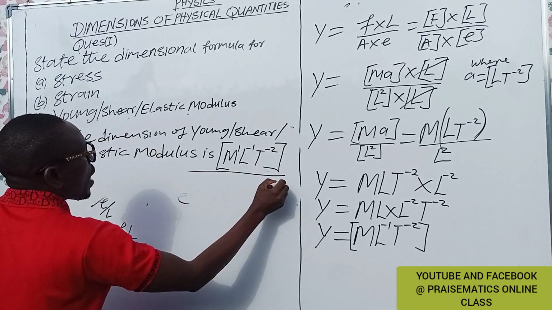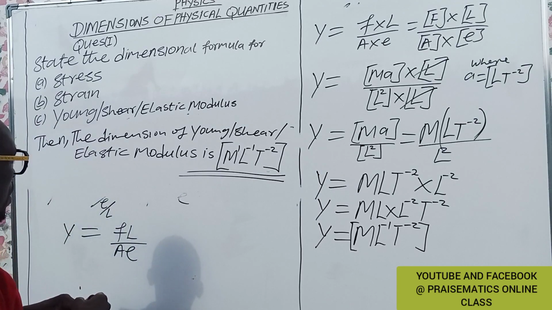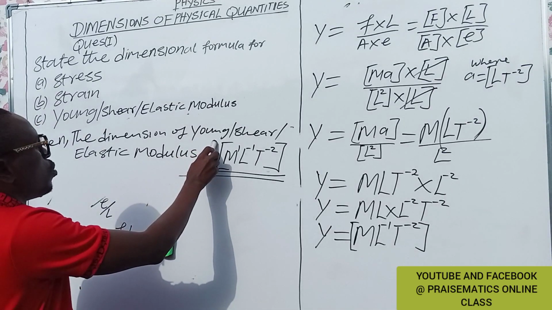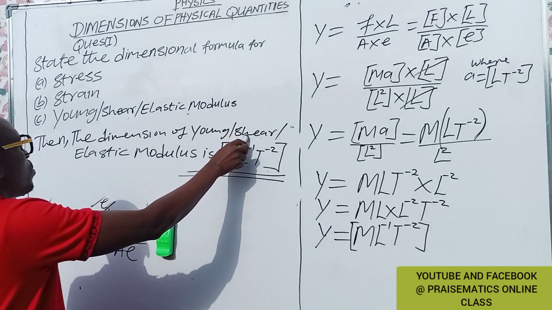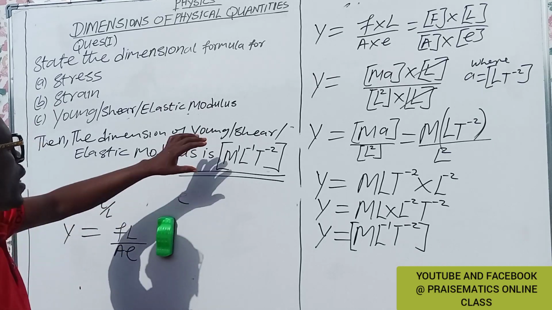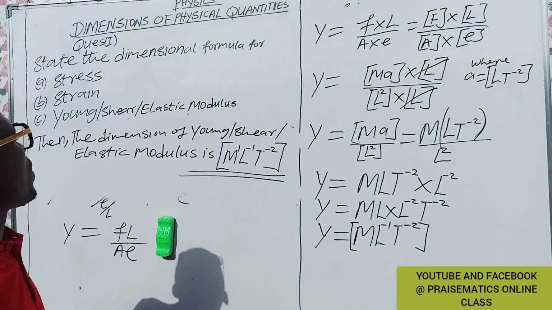And that is how to find the dimensional formula of Young modulus, or shear modulus, or elastic modulus. They are the same thing. Anyone they ask you, they are the same thing. And that is how to find it.